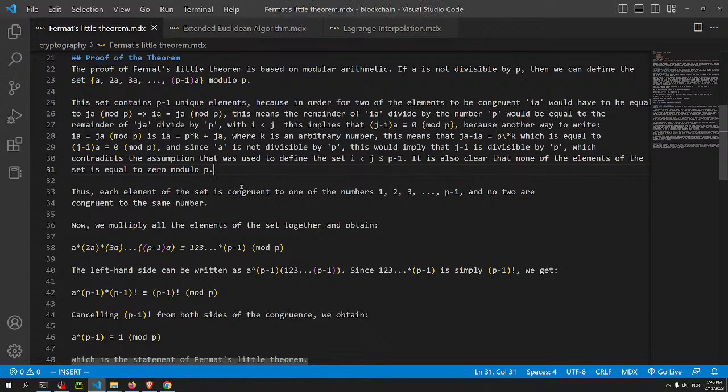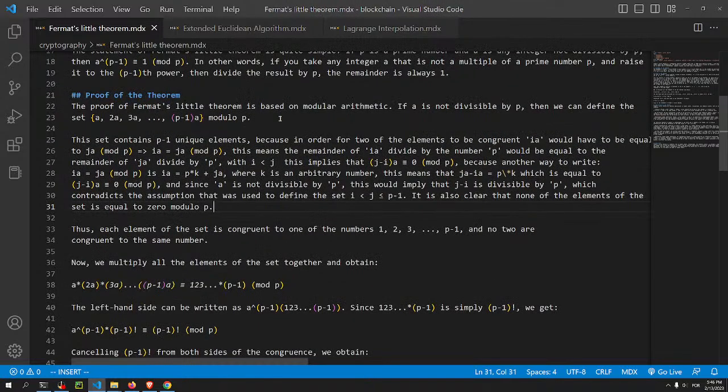It makes sense. If A is not divisible by P, then we can define the set modulo P. This set contains P minus 1 unique elements because in order for 2 of the elements to be congruent, I would have to be equal to J mod P. This means the remainder of IA divided by the number P would be equal to the remainder of JA divided by P, with I lower than J.